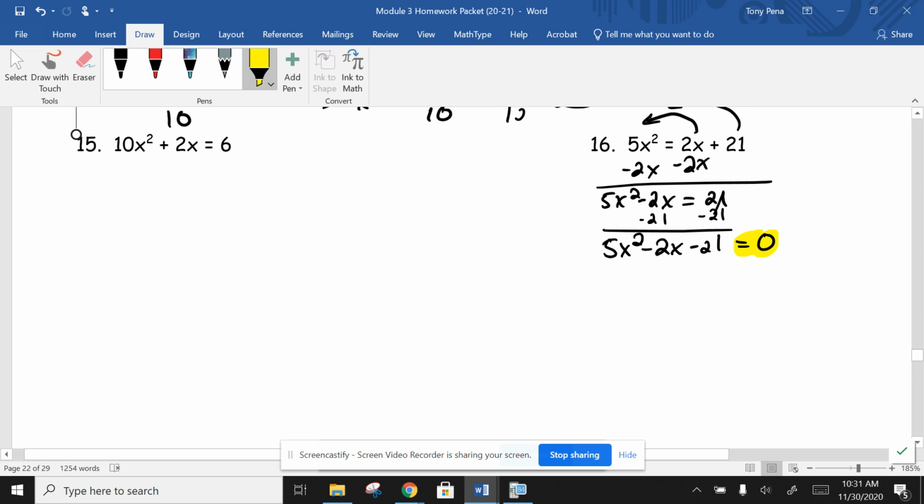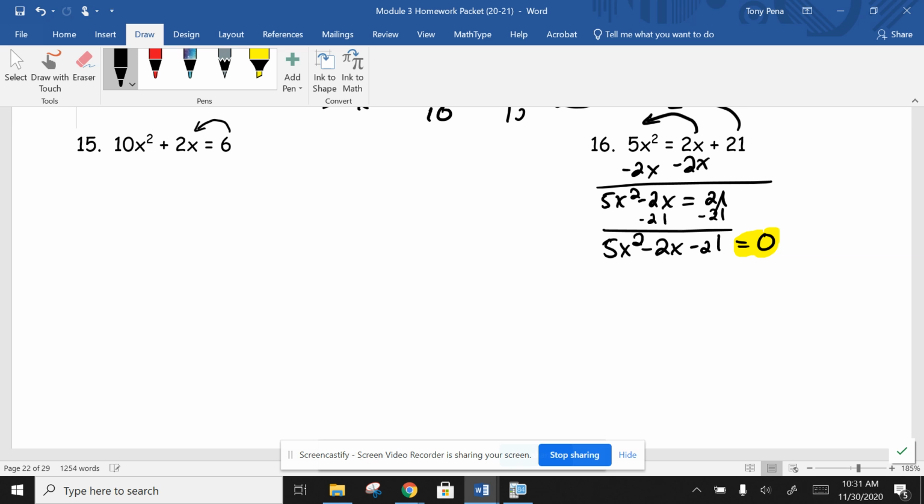Now that this is equal to 0, now we can go ahead and do the quadratic formula. So number 15, we won't go all the way through it, at least not right now, but you need to do it for homework. Just understand what needs to be done first and foremost in number 15. That 6 better get moved over to the other side first. Then you can go through with the quadratic formula.